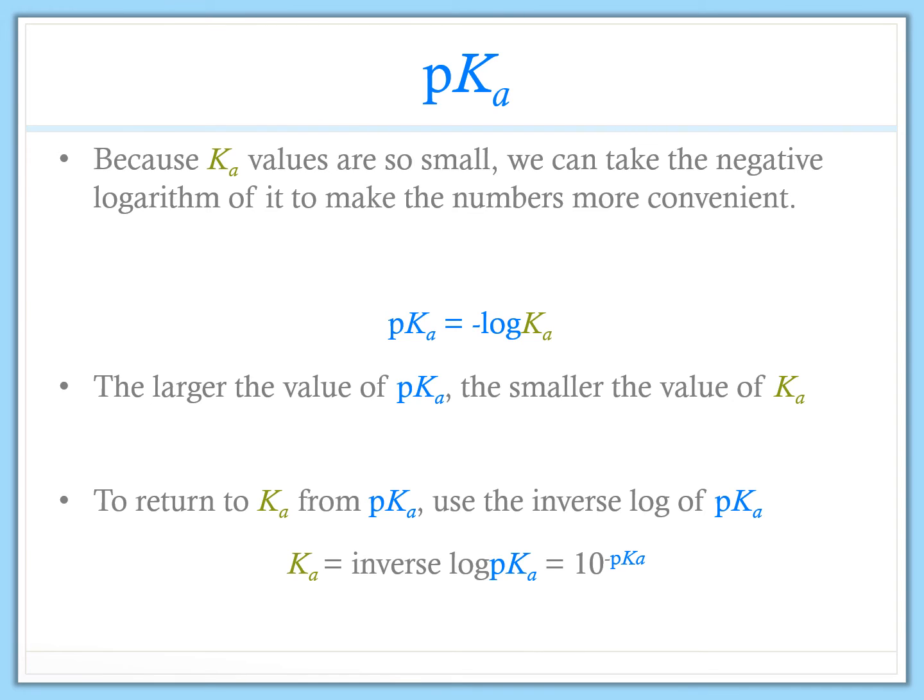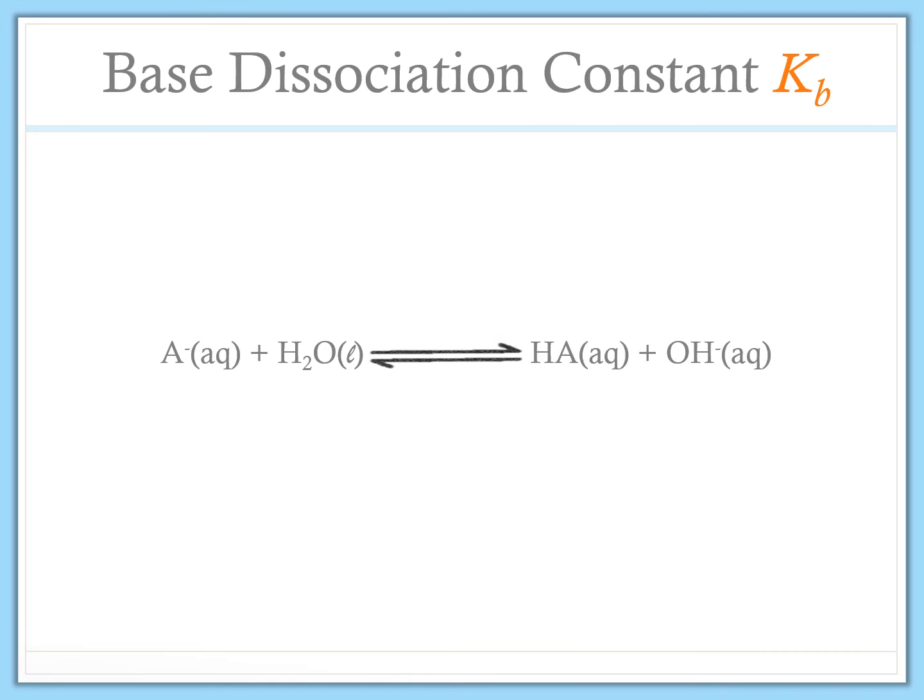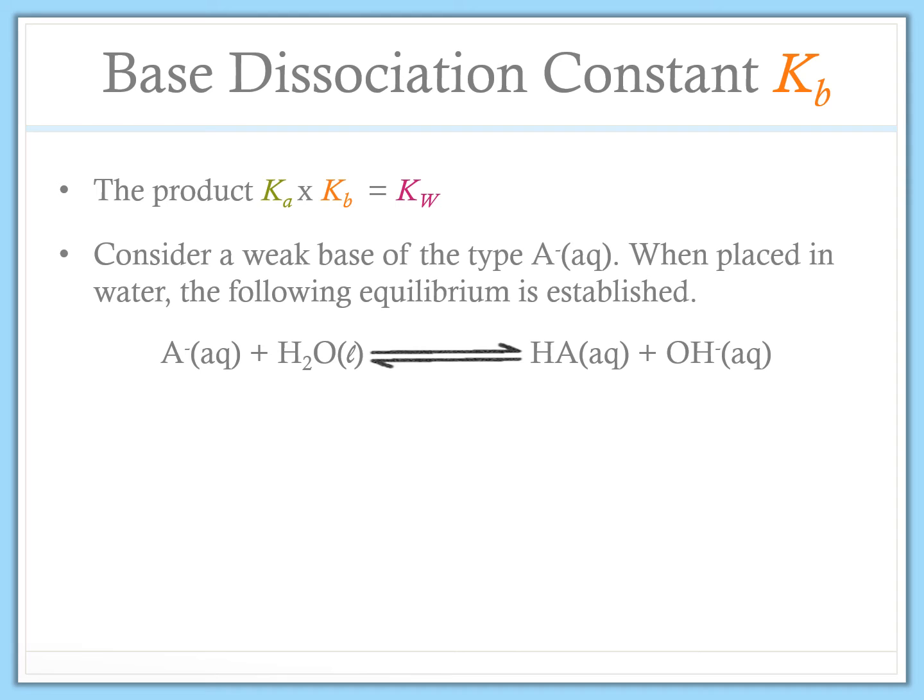pKa plus pKb equals 14. So if you know one, you know the other. Kb, which I just mentioned, is the same thing as Ka, but for a base. And Ka times Kb equals Kw. So if you look at kind of the same equation we were looking at before, but the other way around, you've got a base, its conjugate acid, water, and hydroxide.